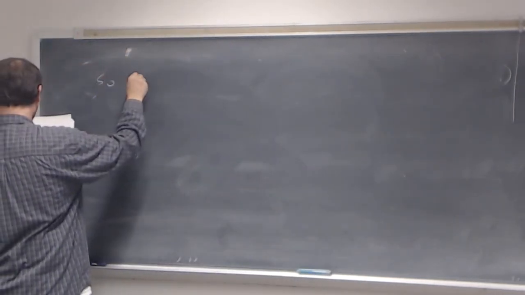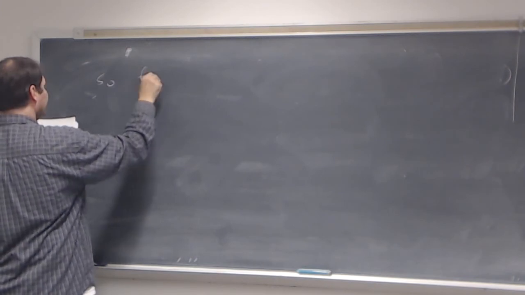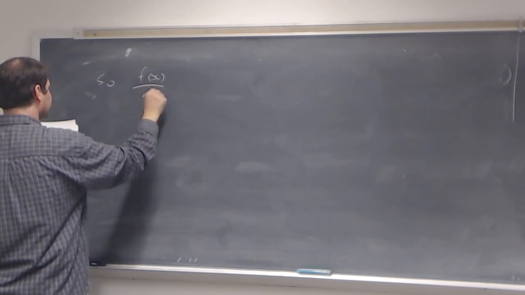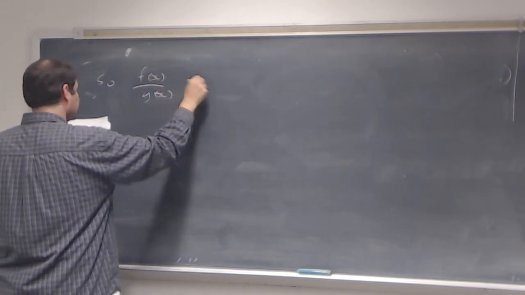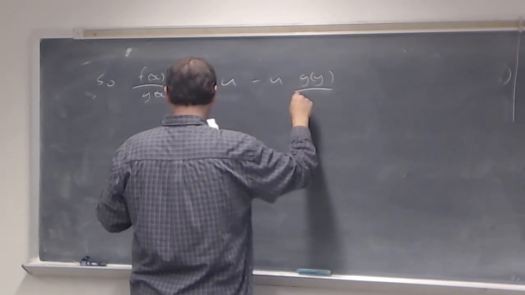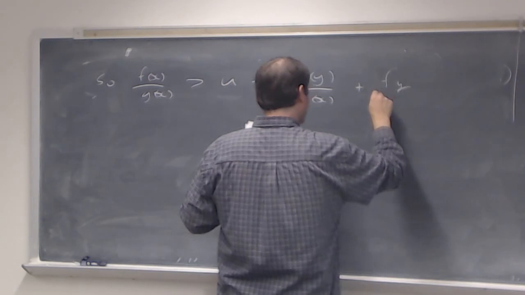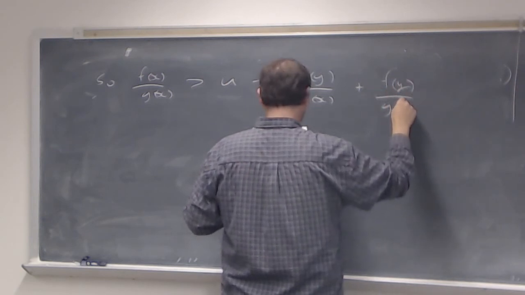So, what we have is that f(x) / g(x), just like what we had before, is going to be greater than u minus u times g(y) / g(x) plus f(y) / g(x).